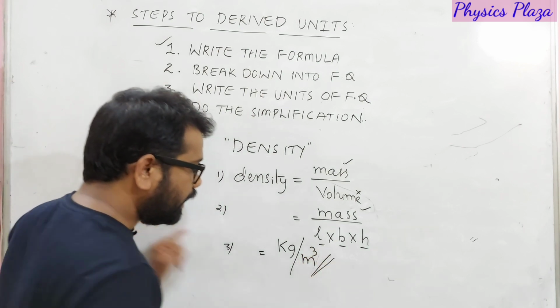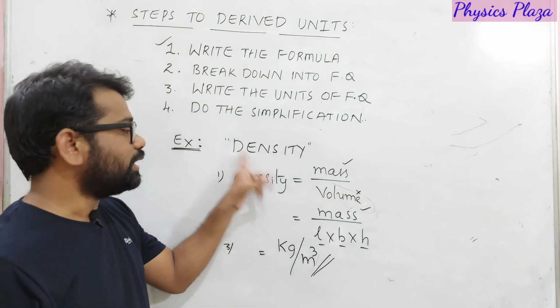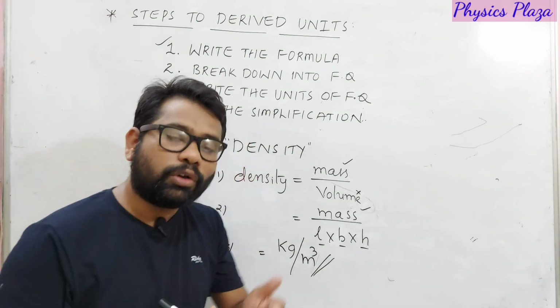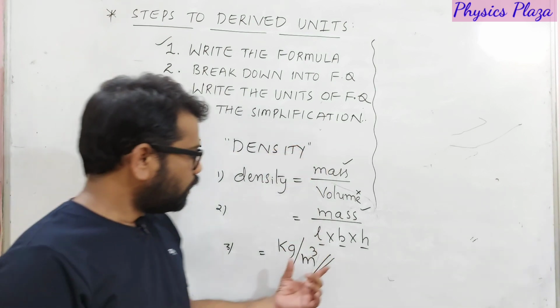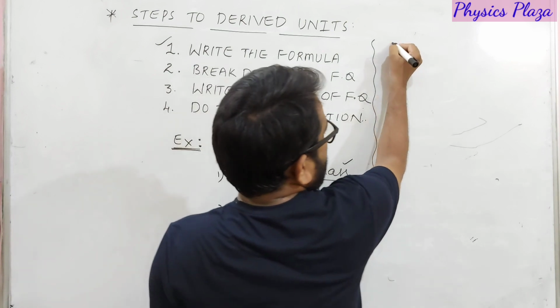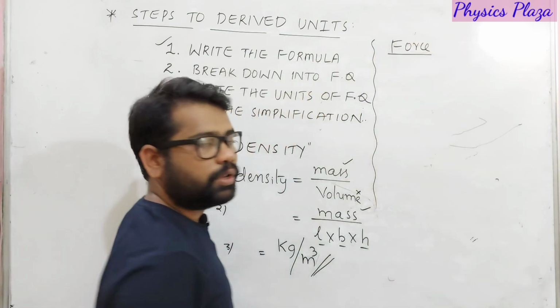So finally kg per meter cube is the unit of density. These are the four steps which we have to follow in order to write the derived unit. Now let us try to write the units of force, dear children. I want to write the units of force.